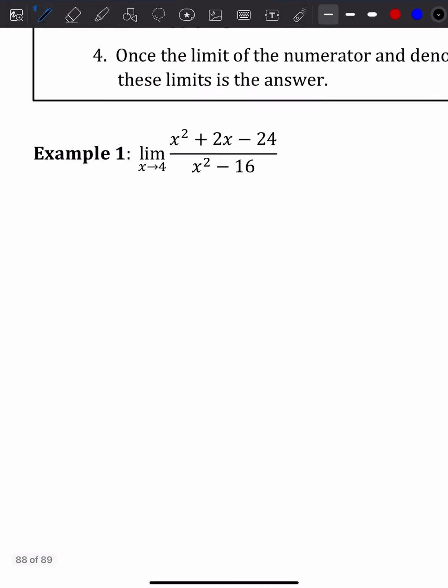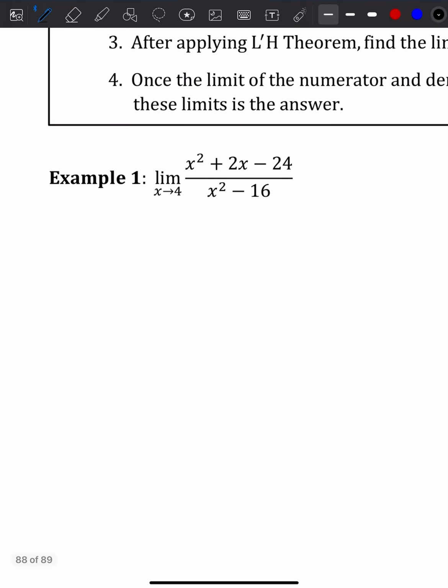The limit as x approaches 4 of x squared plus 2x minus 24 divided by x squared minus 16. Just like anything else, we're going to go ahead and plug in 4 mentally first. 4 squared is 16 plus 2 times 4, which is 8. That gives me 24. When I add them together, minus 24 is 0. And then 4 squared is 16. 16 minus 16 is 0. So I know I'm going to get 0 over 0. Now I just need to show it.